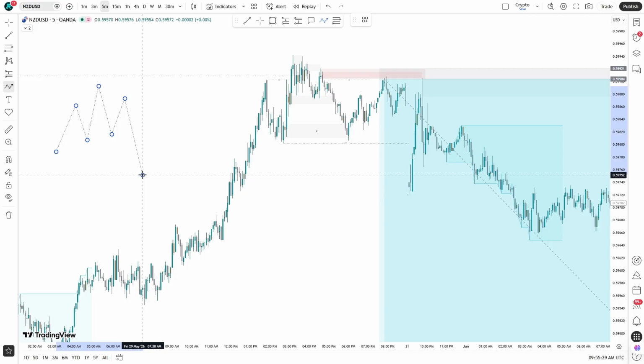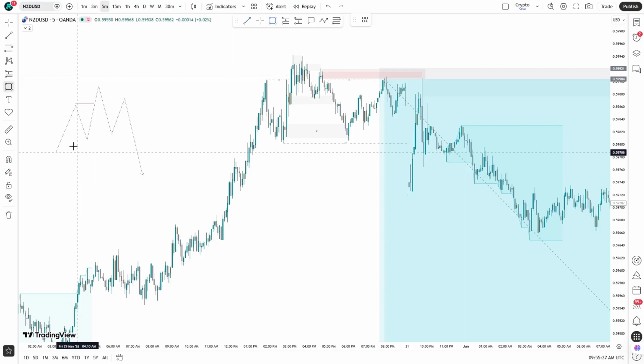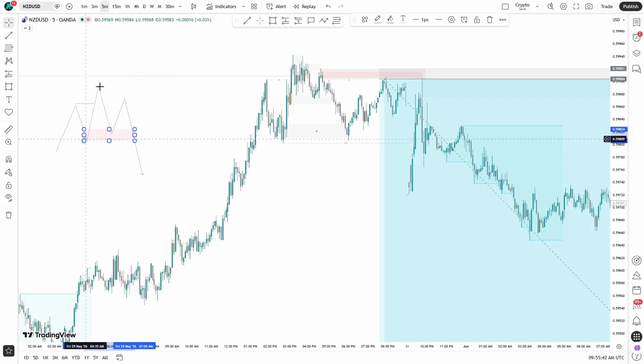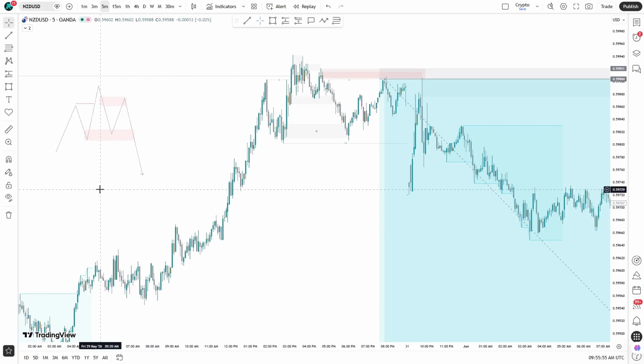So the market broke this high, came down, mitigated this demand, came up and mitigated this supply. Then thereafter, started going down. So in both cases, we might find this on the buy market, we might find this on the sell market. But just know that this kind of entry is very, very risky.